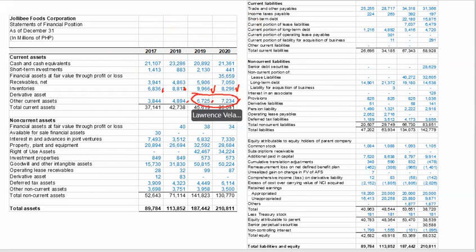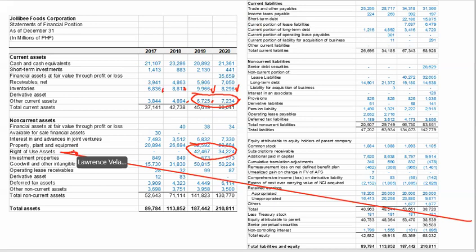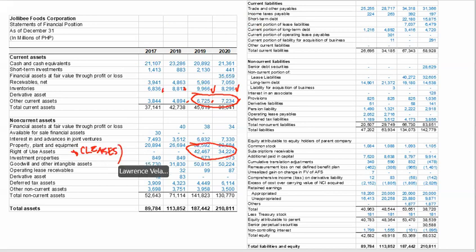Right? Non-current assets, all of a sudden, may right of use assets. Okay? Right of use assets are assets due to leases. Leases meaning nirerentahan. No? Meron siyang mga nirerentahang mga places. So those are right of use assets in the financial statements. No? And ikaw ngayon, ang gagawin mo, you try to understand bakit biglang may lumabas na right of use assets.